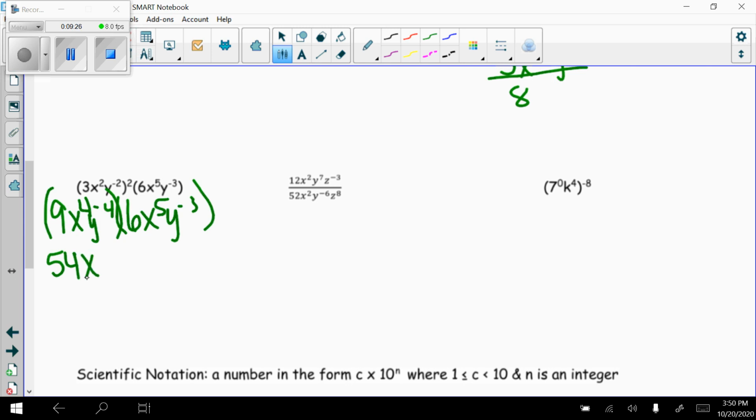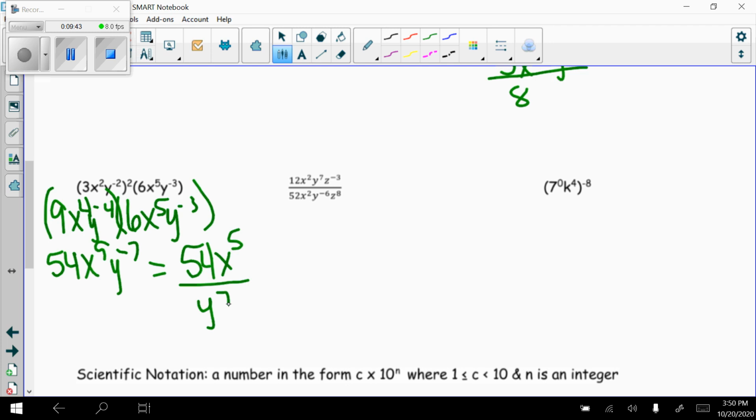Now I'm going to add my exponents. X to the 4th, x to the 5th gets me x to the 9th. Y to the negative 4th and the negative 3, so y to the negative 7th. I can't have a negative exponent in the answer, so I have 54x to the 9th divided by y to the 7th.